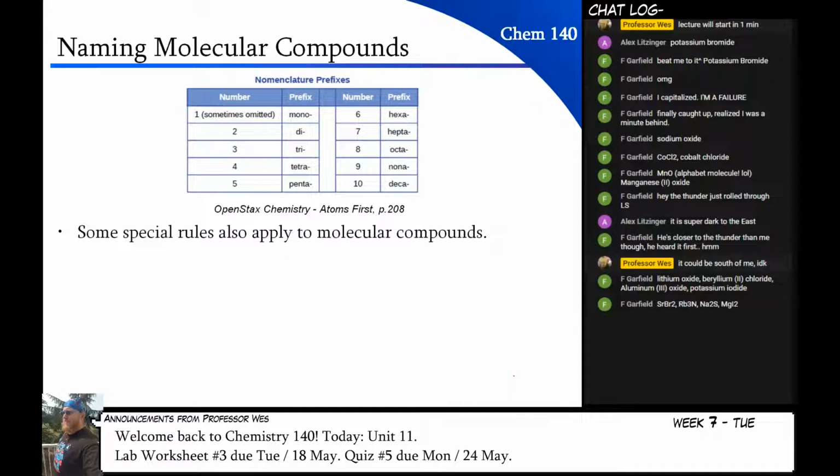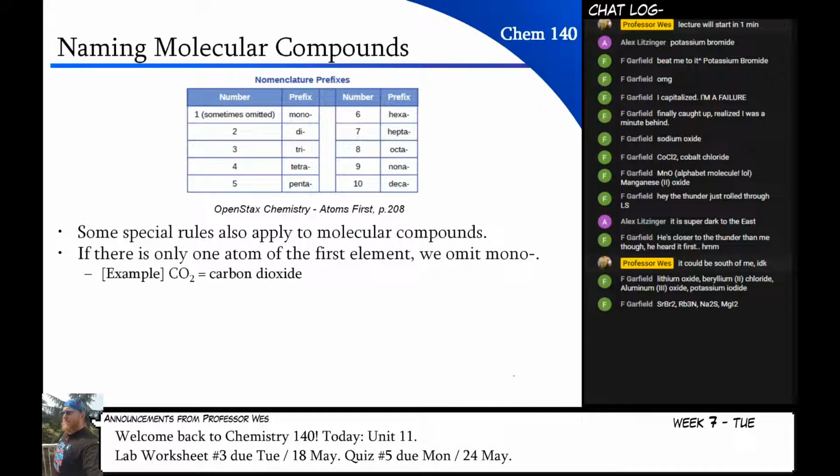You've probably heard a bunch of these before: mono, di, tri, tetra, and then from then on it's just shapes. So penta, hexa, hepta, octa, etc. Now, you'll see where it says 1, sometimes 1 is omitted, and here's when that comes up. So if there's only one of the first element, you don't use mono.